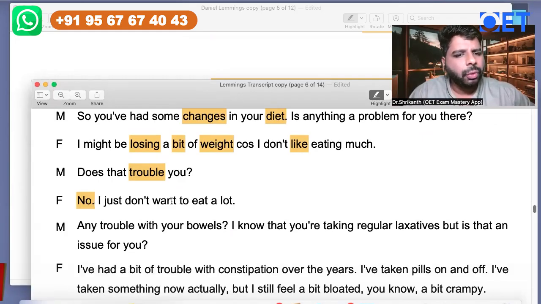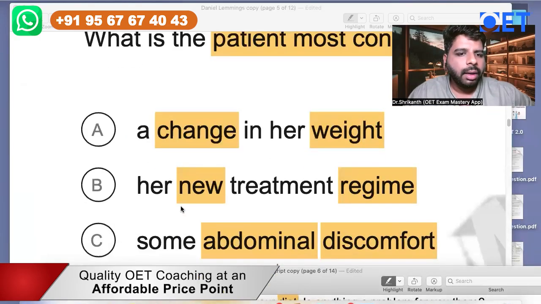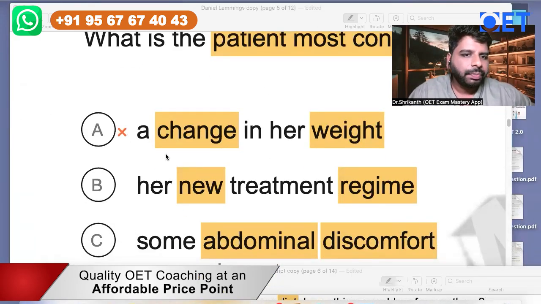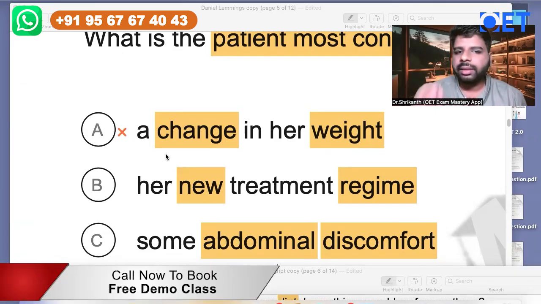And she is saying, I don't want to eat a lot. So what will you do? You will eliminate answer option A. Simple as that. Put a cross mark there. A is eliminated. Now it is either B or C. Now you have a 50-50 chance. This is why proper elimination is extremely important.